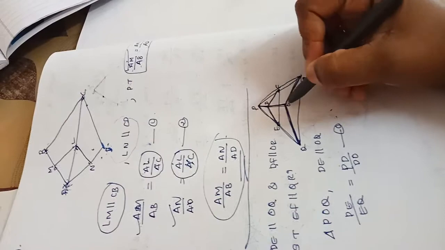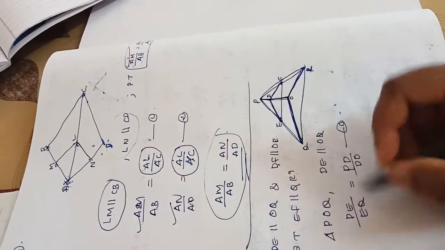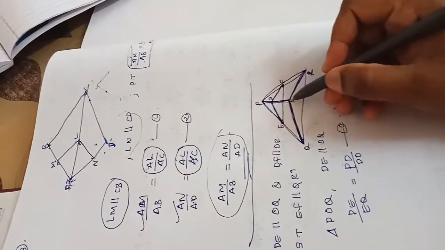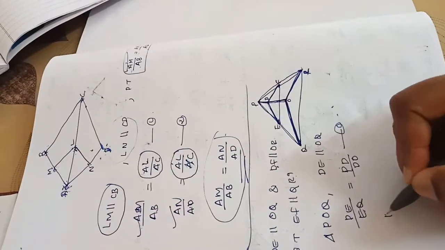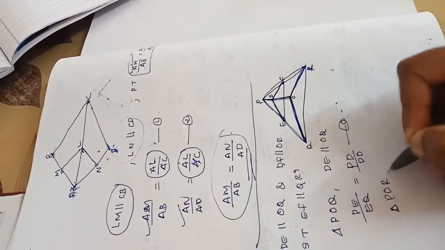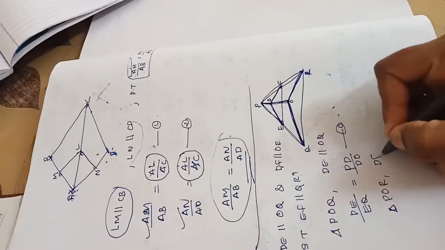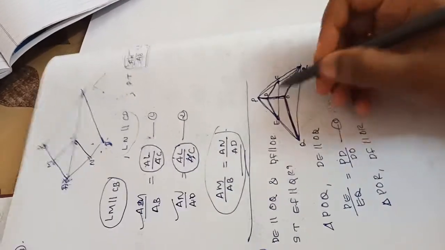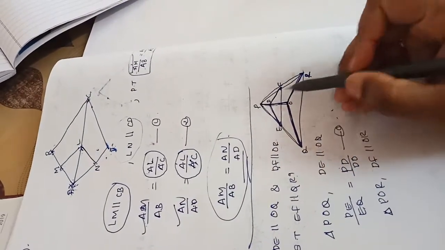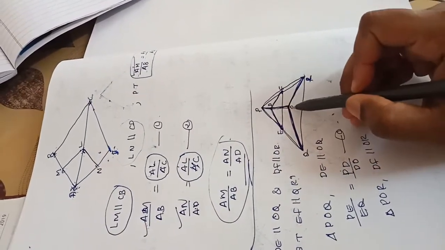Next I am taking the second condition. DF is parallel to OR. So for that I am taking the triangle POR. What is the condition? DF is parallel to OR, right? So where is DF? This is DF and this is OR.